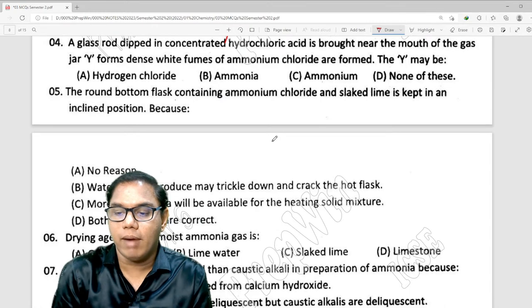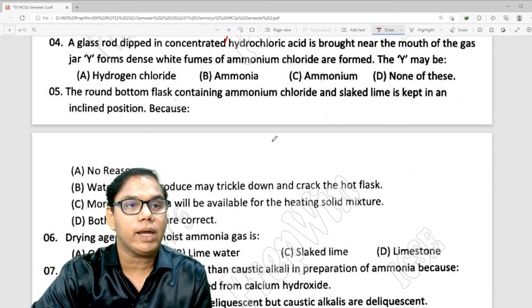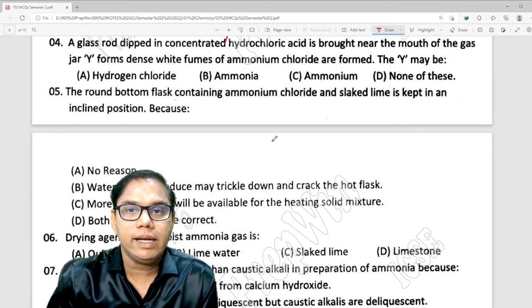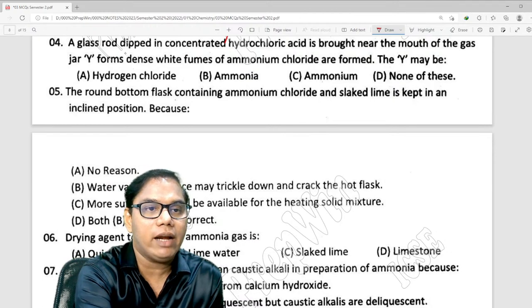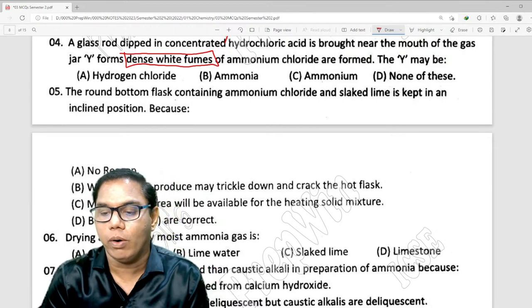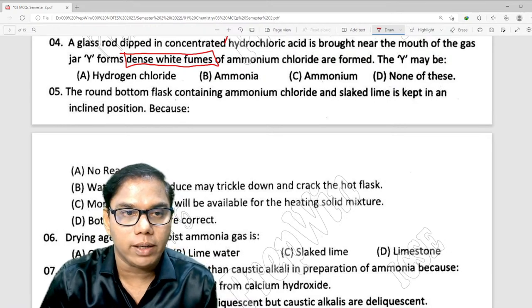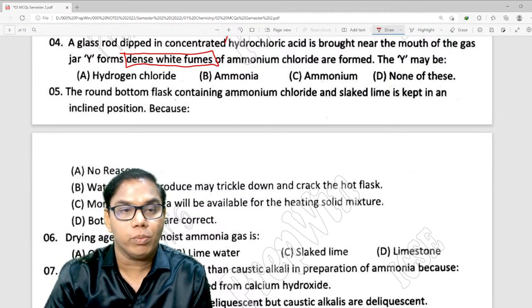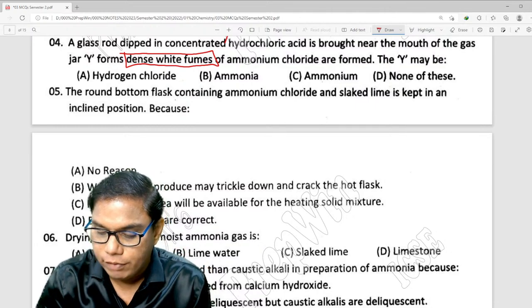And the fourth question must be a cakewalk for all of you. A glass rod dipped in concentrated nitric acid is brought near the mouth of a gas jar. You observe a dense white fume. It's a repeated question, sir. It came in every exam, every pre-board which I wrote. Of ammonium chloride. Hydrochloric acid and what produces dense white fume? I think this must be easy for all of you.